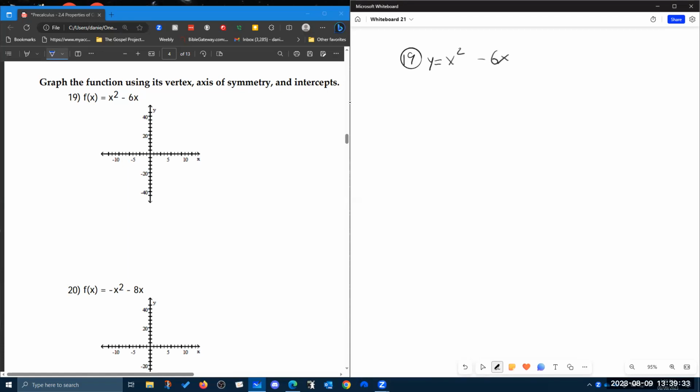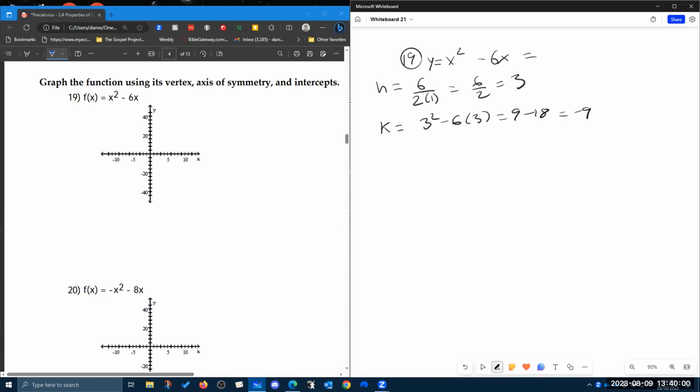So we have negative b over 2a. It's going to be 6 over 2, which is 3. And for our k value, 3 squared minus 6 times 3 is 9 minus 18, which is negative 9.